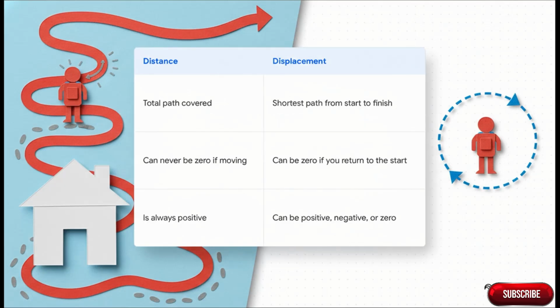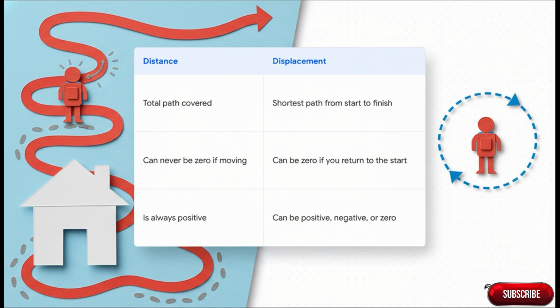Okay, so here's where it gets really interesting. Imagine you walk all the way around the block and you end up right back at your own front door. You've definitely walked a certain distance, right? Maybe 400 meters. But what's your displacement? Well, it's a big fat 0. Why? Because you ended up exactly where you started. Your distance is 400 meters, but your displacement is 0.